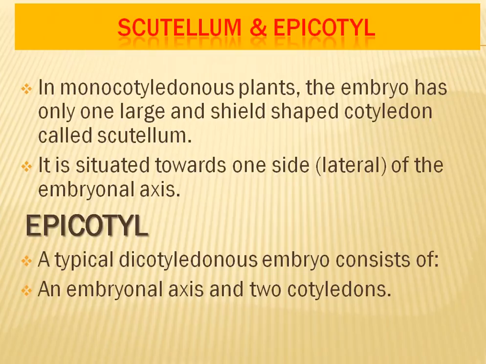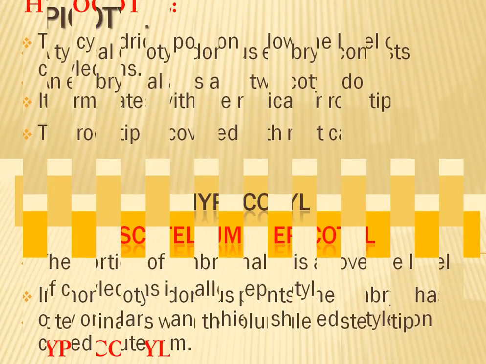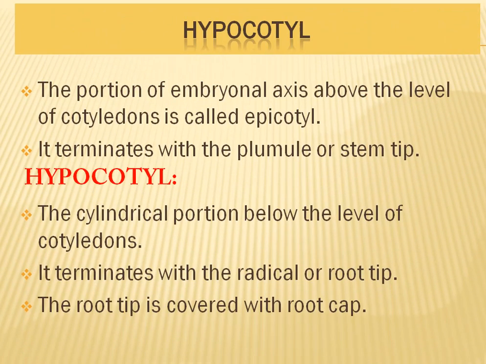Epicotyle. A typical dicotyledonous embryo consists of an embryonal axis and 2 cotyledons. The portion of embryonal axis above the level of cotyledons is called epicotyle. It terminates with the plumule or stem tip. Hypocotyle. The cylindrical portion below the level of cotyledons. It terminates with the radicle or root tip. Root tip is covered with root cap.